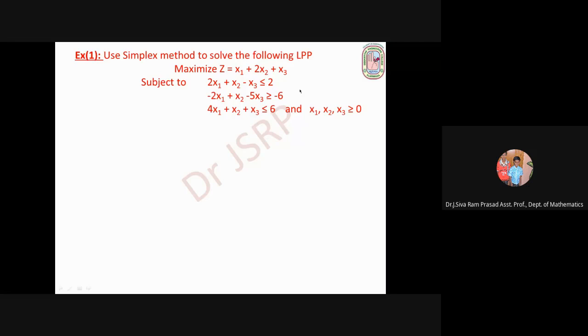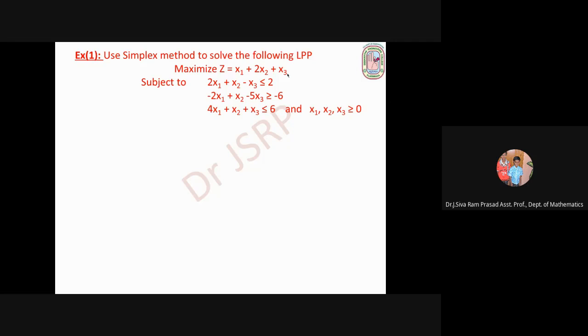Okay, so this problem involves 3 variables, x1, x2, x3. So we are not able to solve this problem using graphical method. So we have to use simplex method. So what are the steps involved in simplex method? First step, convert the LPP into standard form.